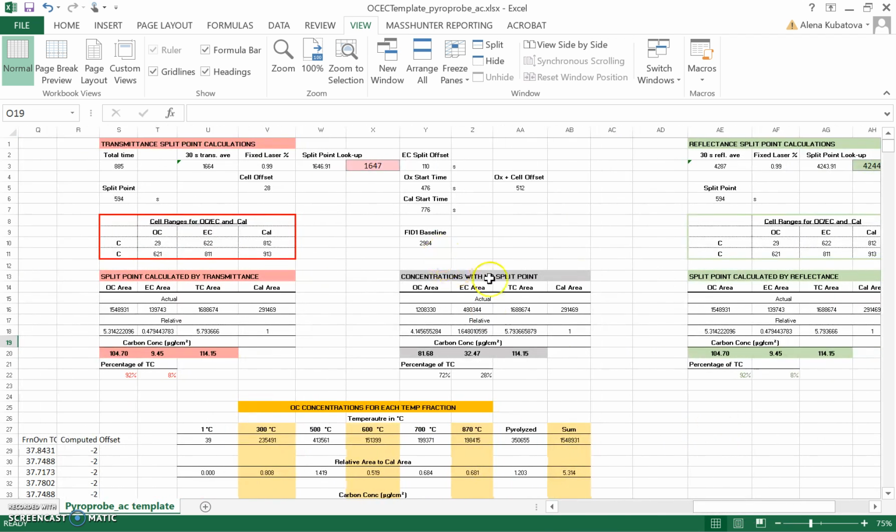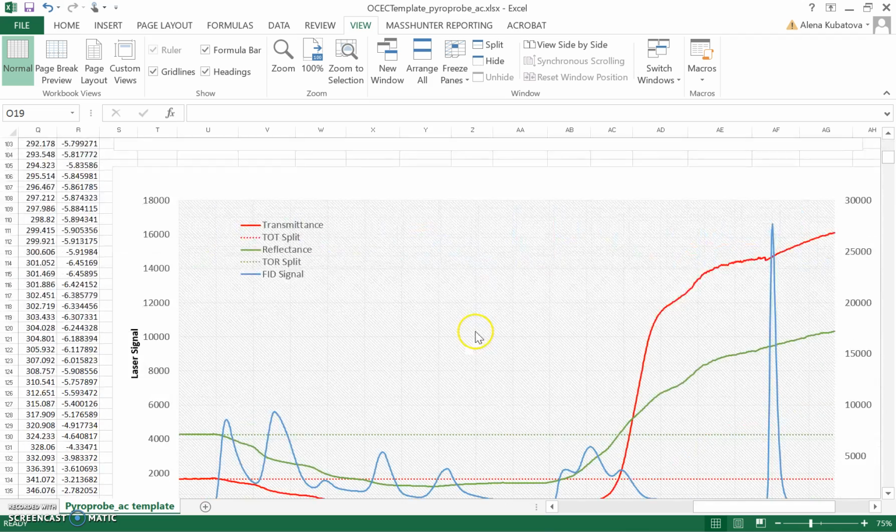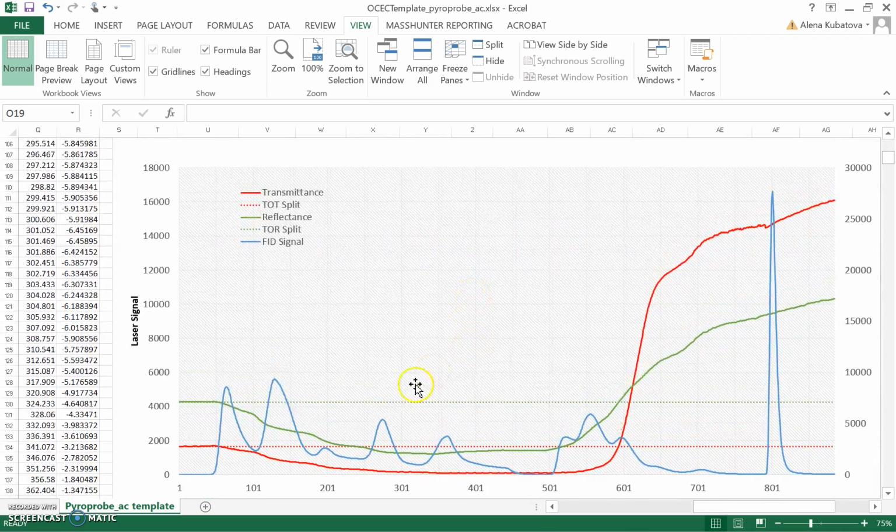So keeping that in mind and moving down onto our graph here, we have a nice graph where it plots the laser signal in red in the transmittance mode, the laser signal in the reflectance mode here in green, which we can see as we about the first 30 seconds we have nice stable levels of lasers, which is used to calculate our laser average, and then we can see a dip in the signal of the transmittance and reflectance. And what that means is some of the organic carbon is being pyrolyzed to elemental carbon, so we're seeing a decrease in transmittance and reflectance.